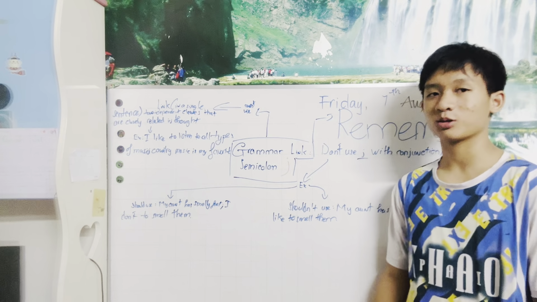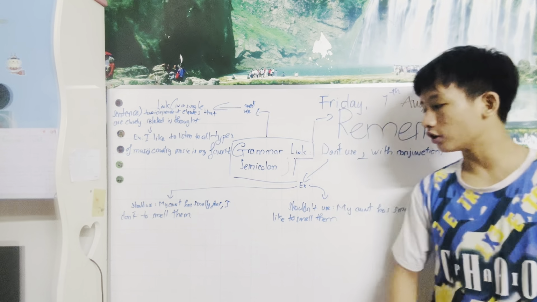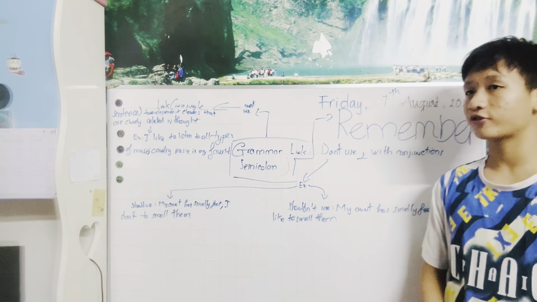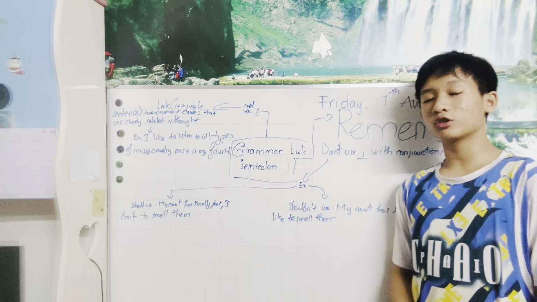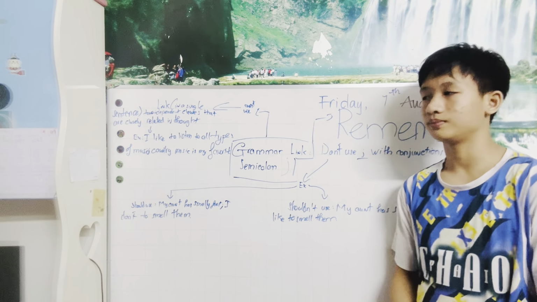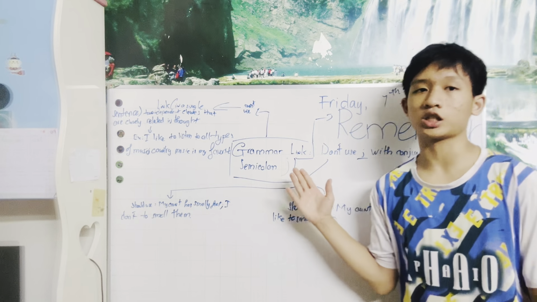Okay, that is how to use a semicolon. But if you do this, you shouldn't use it. My aunt has smelly feet, and I don't like to smell them. If you put a semicolon there, it'll be wrong, because there's a conjunction.